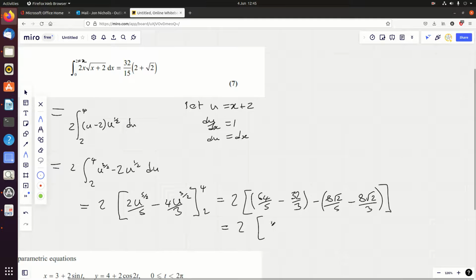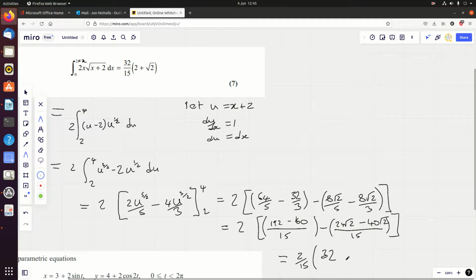Okay, 192 minus 160 over 15, minus, and then we're going to have 24 root 2. Just be careful with the sign errors here. Minus 40 root 2 all over 15. Personally, I would definitely take out the 15 now, so I can call that 2/15. And then what are we going to have on the top? 192 minus 160, that's 32. And I've already taken out the 15. And then we're going to have 24 root 2 minus 40 root 2. Well, that's minus 16 root 2. But minus 16 root 2 becomes plus 16 root 2.